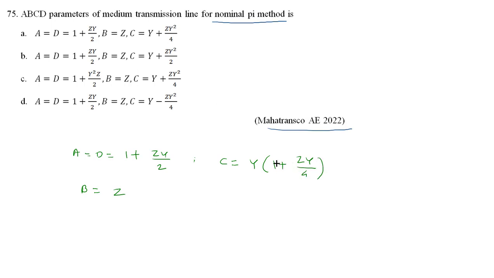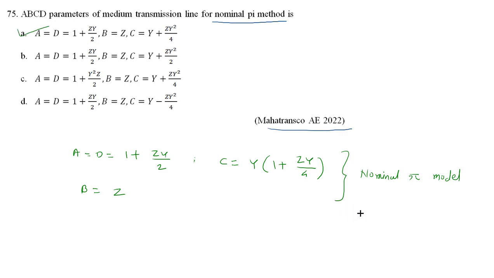Try to remember this. Whether it is nominal T or nominal pi, A and D are always equal and its value is 1 plus ZY by 2. You need to remember these two parameters. So these are the parameters for nominal pi model. So here the correct answer will be, yes, if you multiply by Y inside, so Y plus ZY square by 4. So the correct answer will be option A.